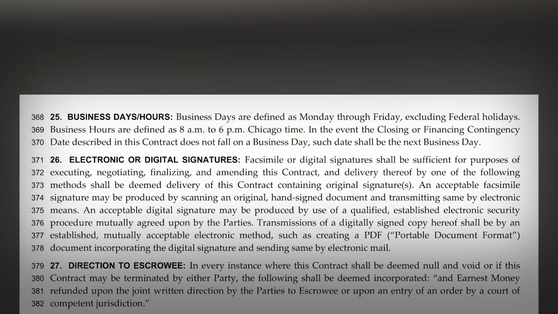Also on page 9, paragraph 26 talks about electronic signatures or digital signatures. Once upon a time, we know that everything had to be signed in ink and the same contract went everywhere. Now we have the ability to sign electronically using digital signatures with various platforms that are available to the market.